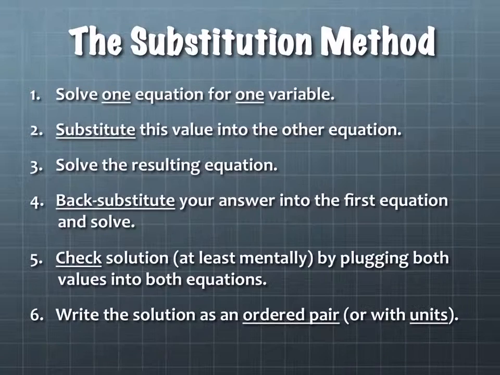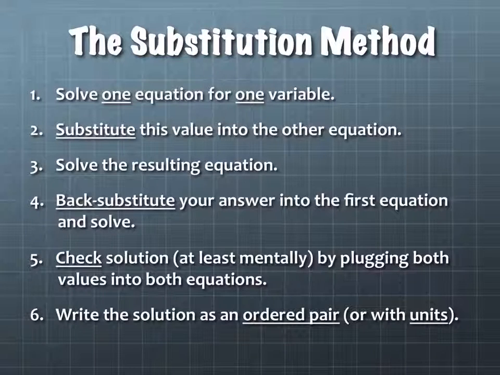So the first one we're going to look at is the substitution method. So these are sort of the steps involved in the substitution method. The first thing is to take one of the equations and solve it for one of the variables. And it is, on purpose, very generic. Either equation, either variable, totally fine. Second step is to substitute this value into the other equation. And once you've done that, you have an equation with one variable and you solve it. That's step 3, solve that equation.